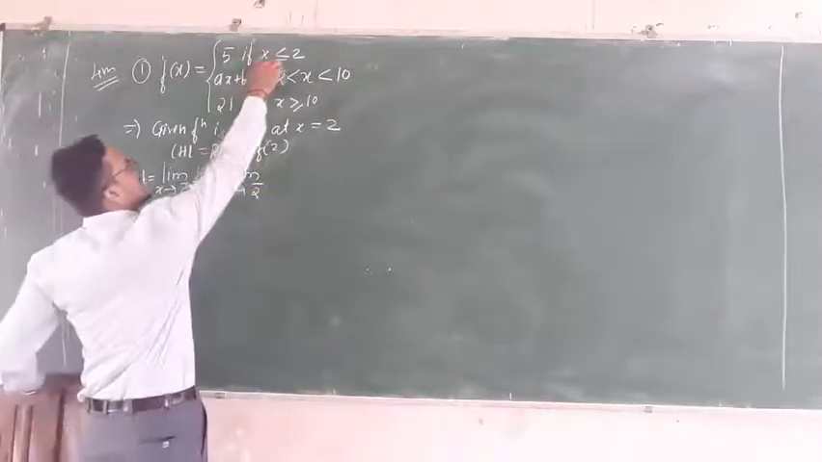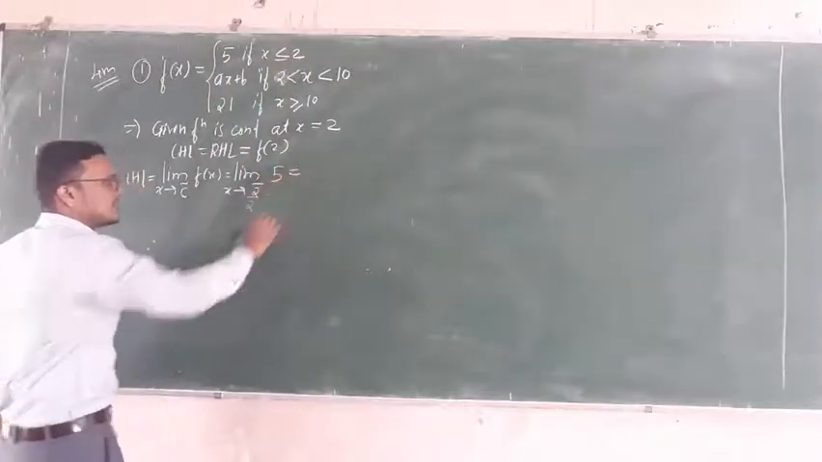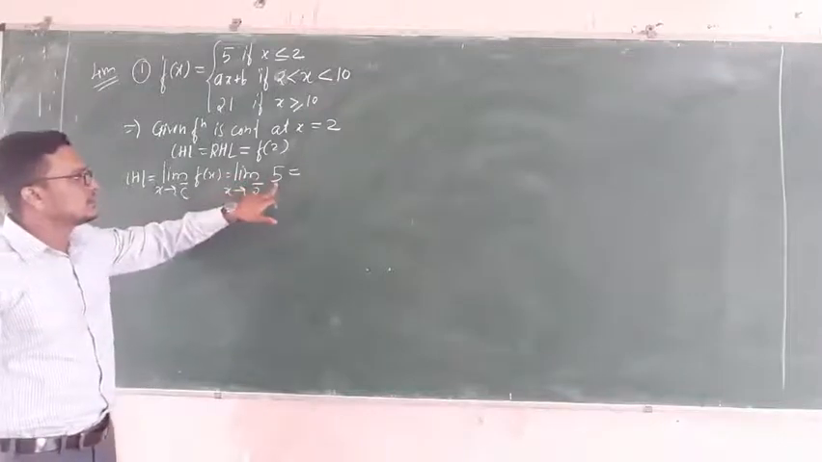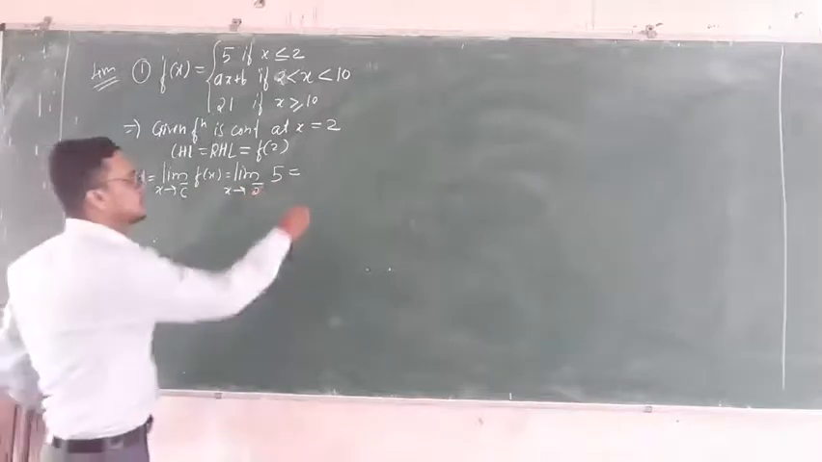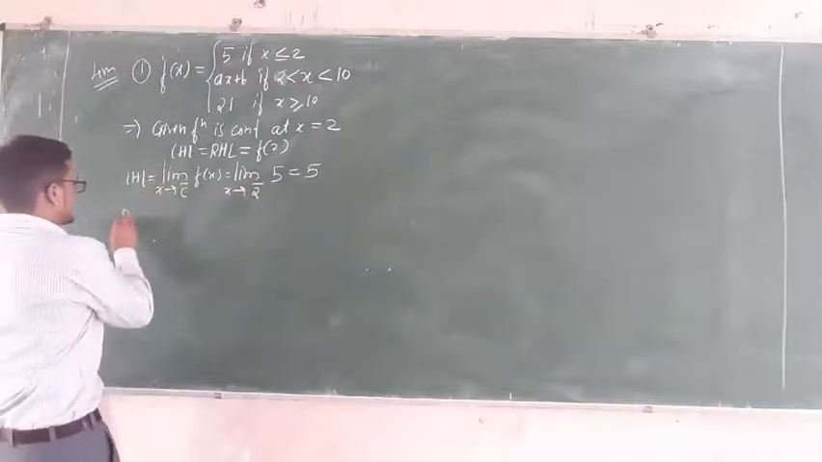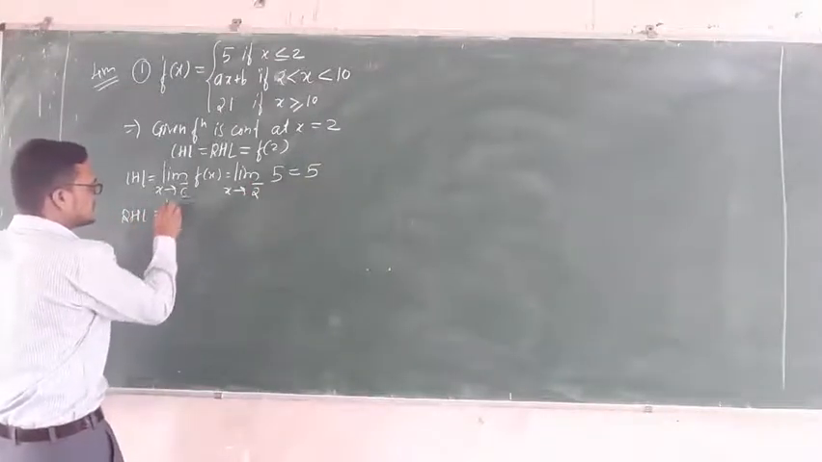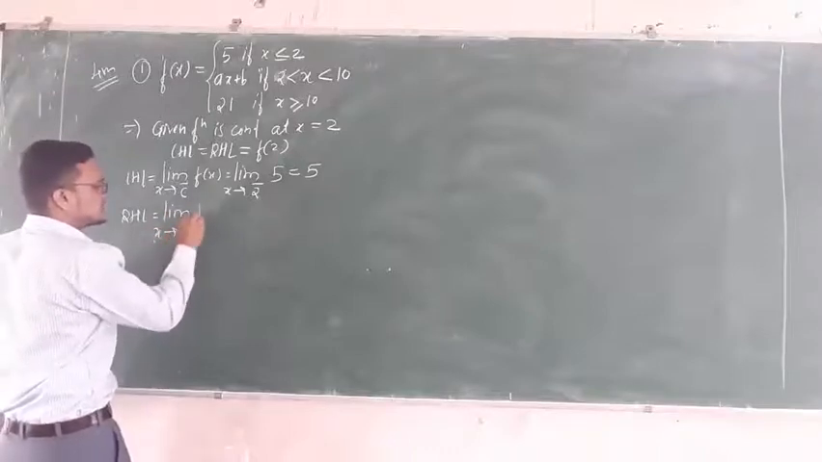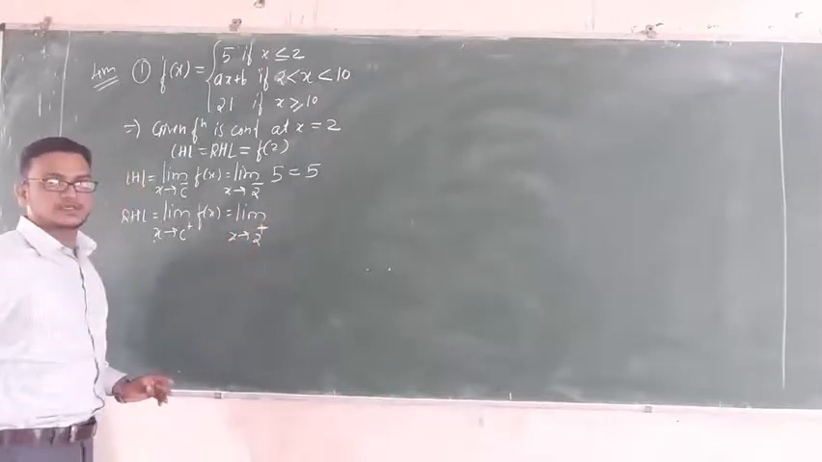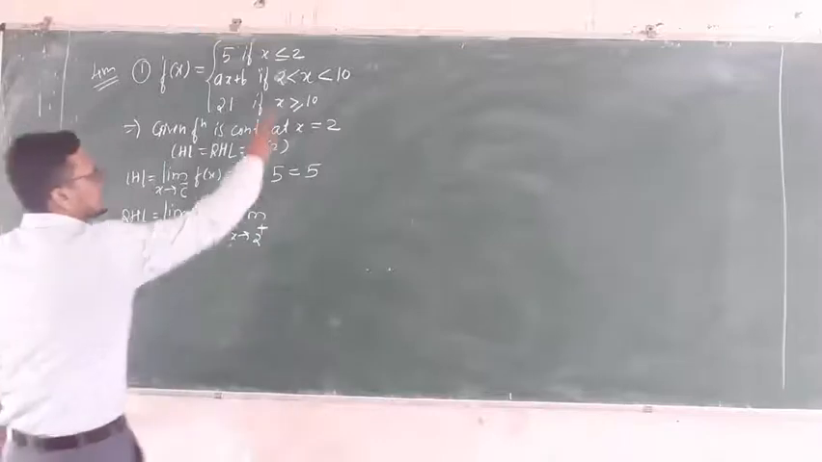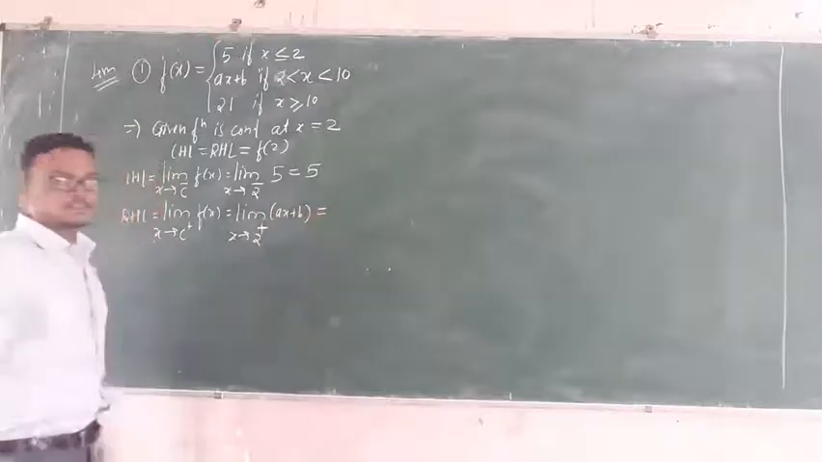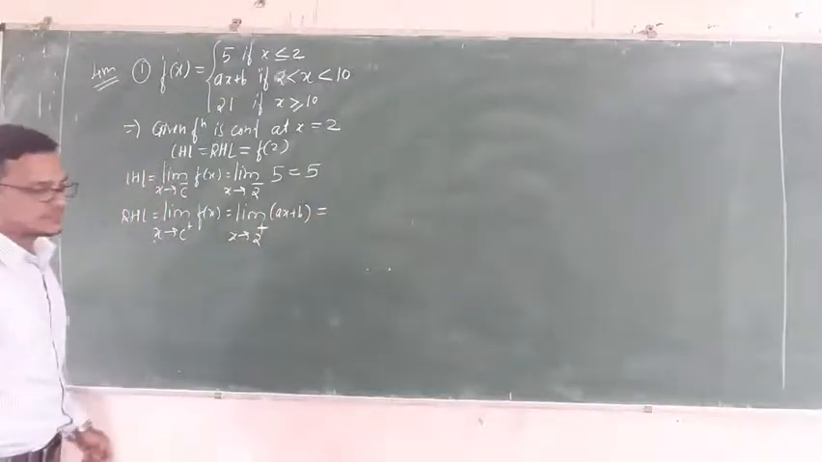LHL means what? Less than. So for x less than 2, the function is 5. Now if you observe, inside the limit the function is constant. So whenever we have a constant function, the value will be that constant itself. Next find RHL, that is limit x tends to c plus f of x, which equals limit x tends to 2 plus. RHL means greater than. And here x is greater than 2, the function is ax plus b. Now if you simplify this, what will we get?